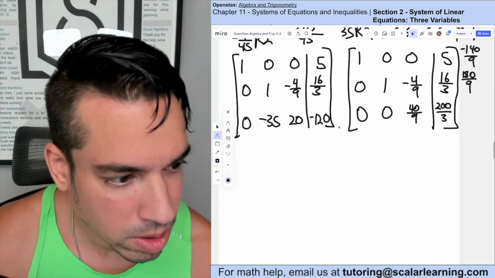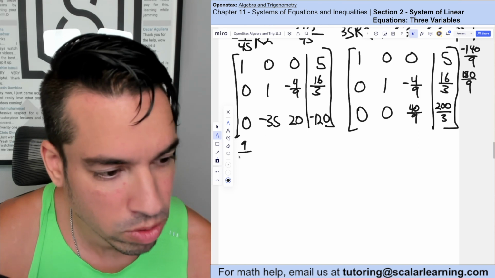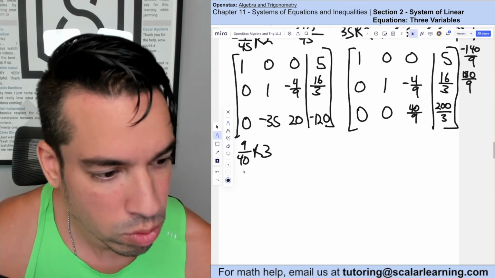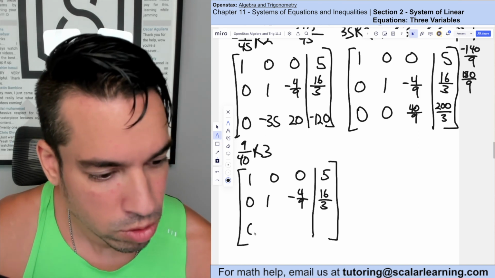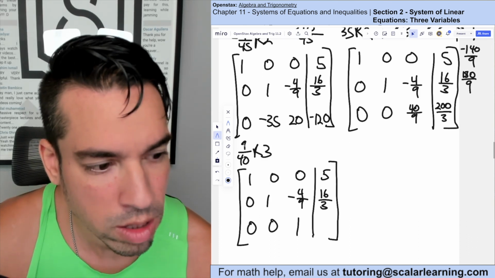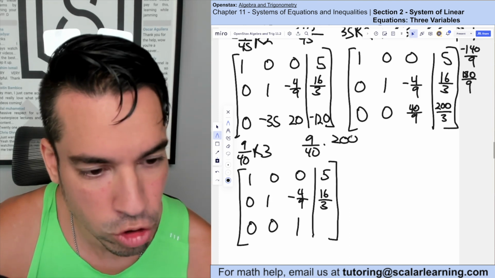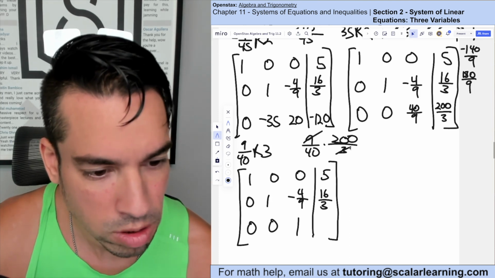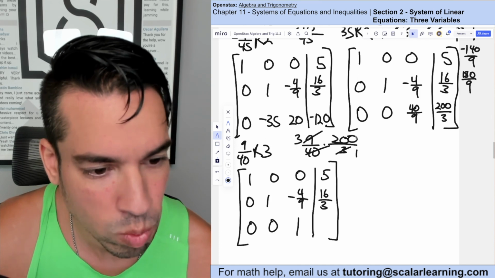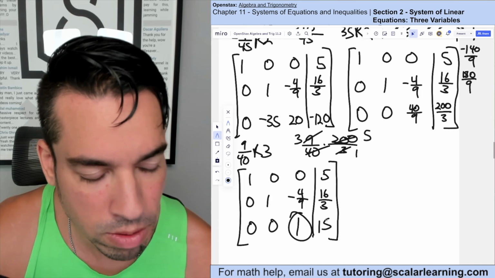Okay, next I'm going to hit this one. I'm going to convert that to a 1. So I'm going to multiply the reciprocal 9/40ths times row 3. Let's write it out. So we got that times 0 is 0. That times 0 is 0. That times 40 over 9 is 1. And then 9/40ths times 200 over 3. Let's cross simplify. That's 1 and that's 3. That's 1 and that's 5. 5 times 3 is 15. Boom, we now have our value for z.